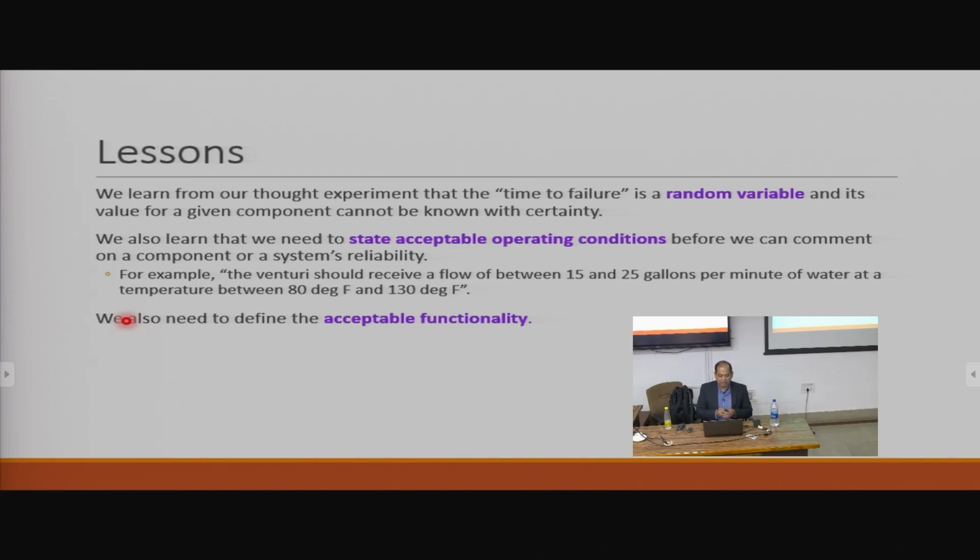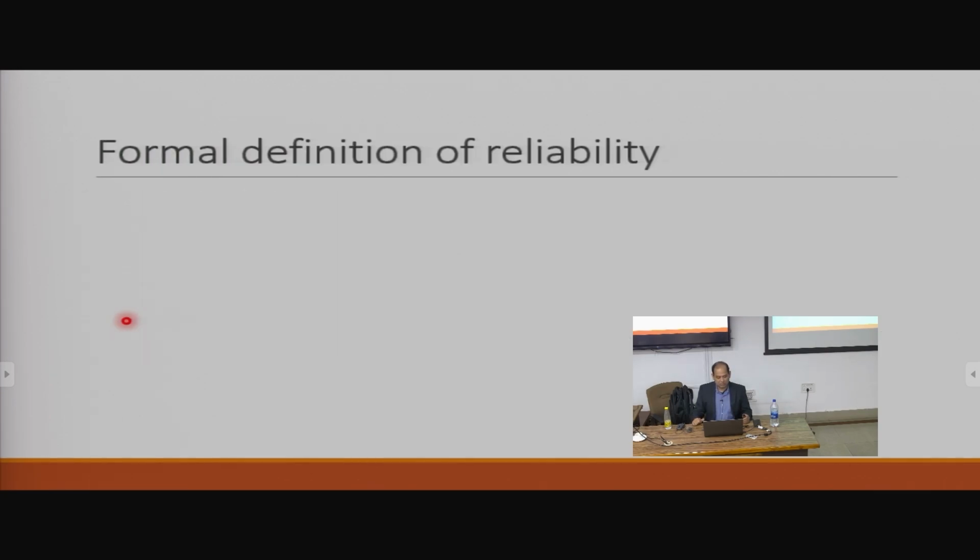And then we also need to define acceptable functionality. Just because it's there, it hasn't broken, doesn't mean that it hasn't failed. If it's not able to generate requisite pressure, it has failed, right? So if the Venturi should be able to generate a suction pressure of so many inches of water column, outside of this is a failure, okay? It may also be a failure if it generates too much negative pressure, of course, because then you may actually affect the experiments that are going on, right? So there you go. Which gives us the opportunity to define formally what reliability means.